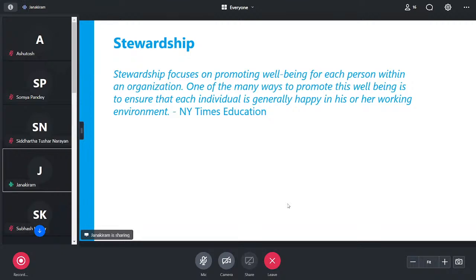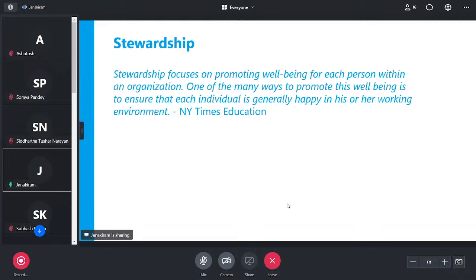The word steward is being used in many places in the English language. One common example is a flight attendant. A flight attendant is also known as a steward. So why do we have flight attendants in flights? The flight can very well go without a steward, right? You have the pilot, you have the captain. They can take care of it. The very reason why we need a flight attendant is that there must be someone who keeps the passengers in a comfortable position. So that is why the last statement here says to ensure that each individual is generally happy in his or her working environment.